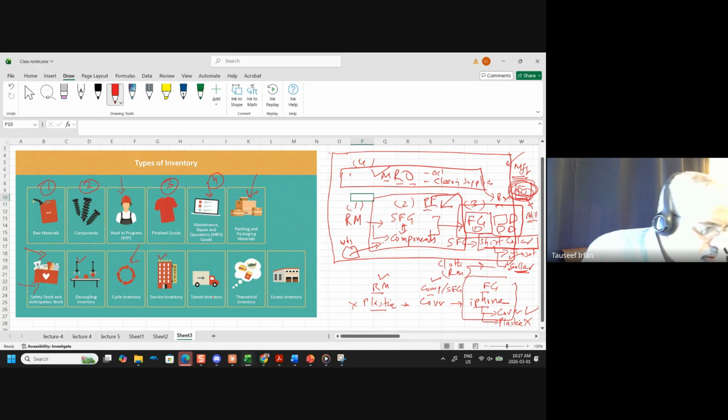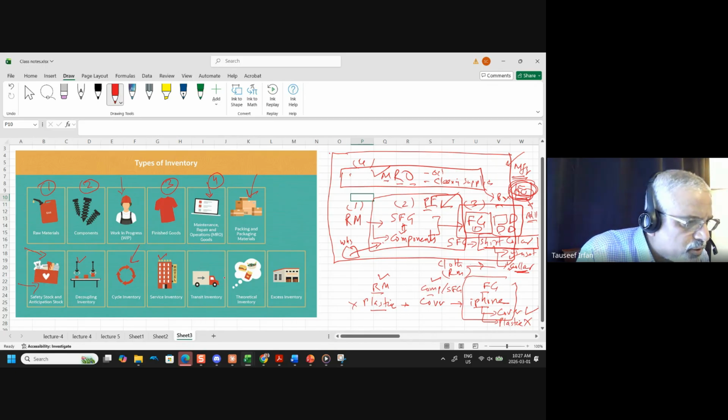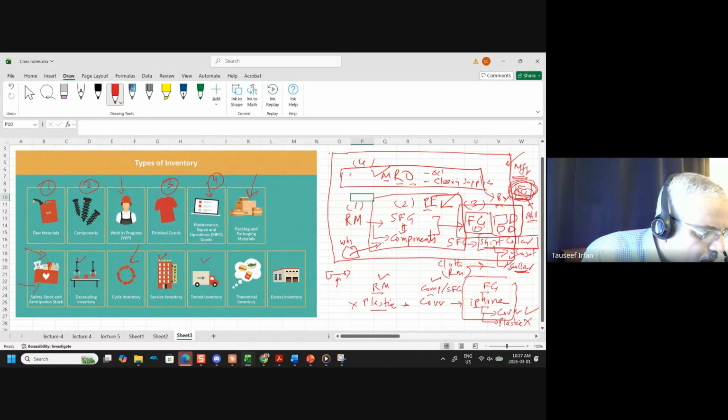Transit inventory, this is very easy to understand. In transit, from one warehouse to another warehouse. This is the in transit. It's very easy. We discussed that.